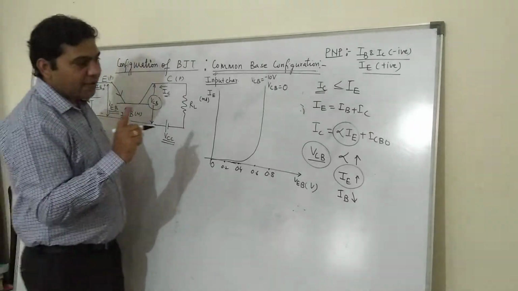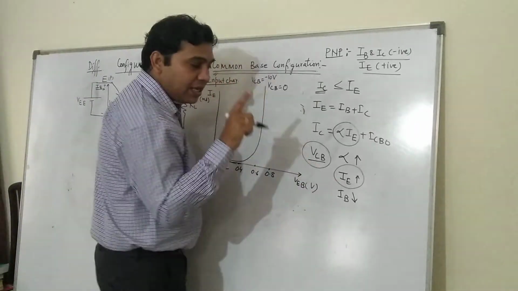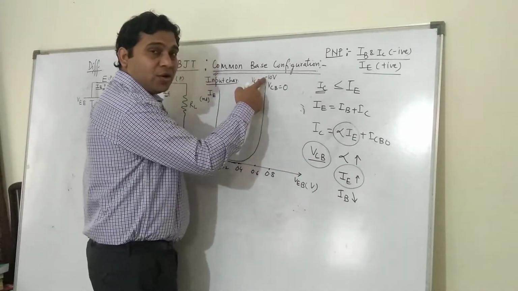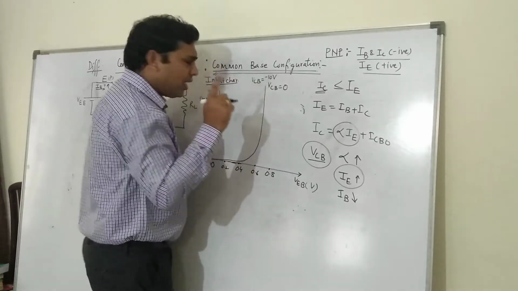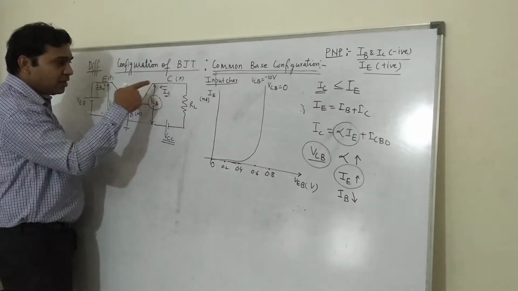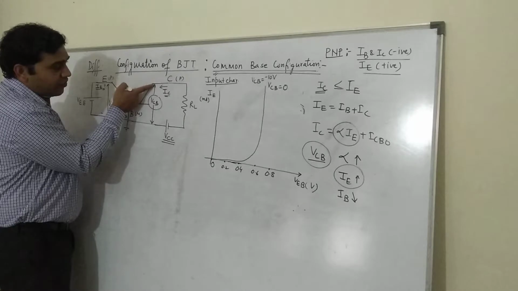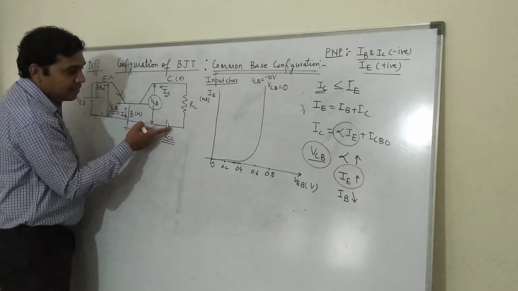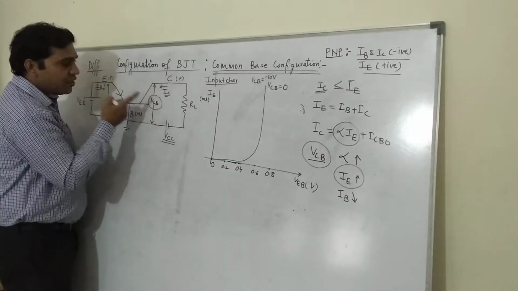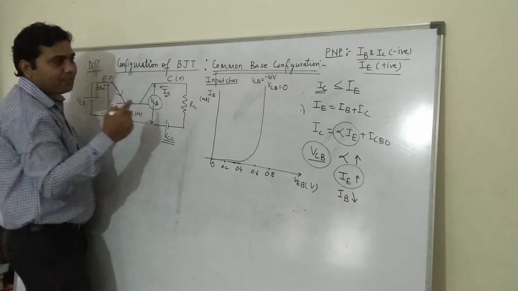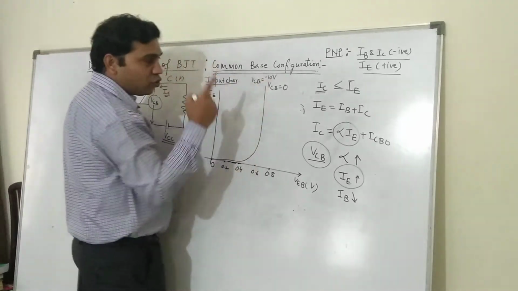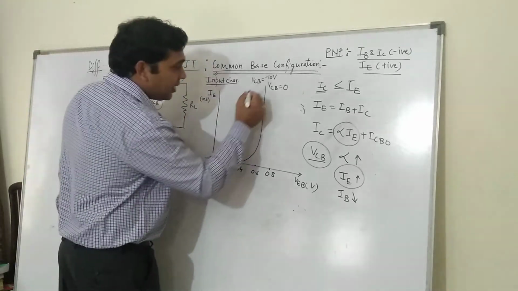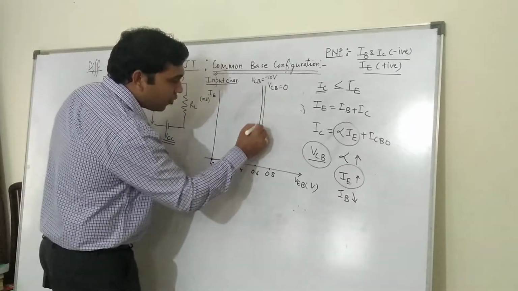What we have seen already is that if you increase VCB, IE is definitely going to increase. Don't be confused by this minus 10, as if we are decreasing VCB. No, it's just a polarity, because we are taking the voltage of the collector with respect to the base, and since the negative part of the battery is connected to the collector, VCB is negative. So we have VCB equal to minus 10 volt. Whenever we increase VCB, IE is definitely going to increase. If IE is going to increase, the curve will shift towards the left.